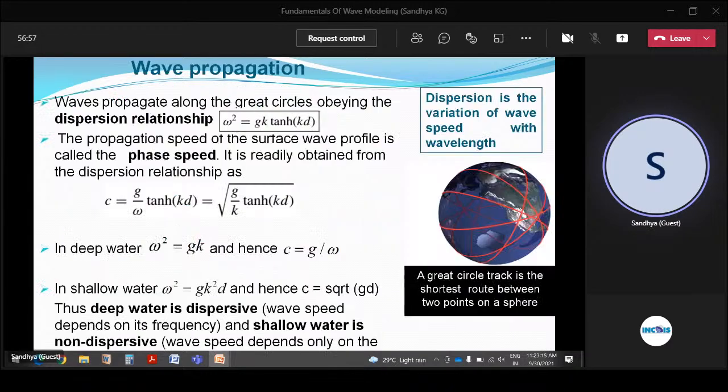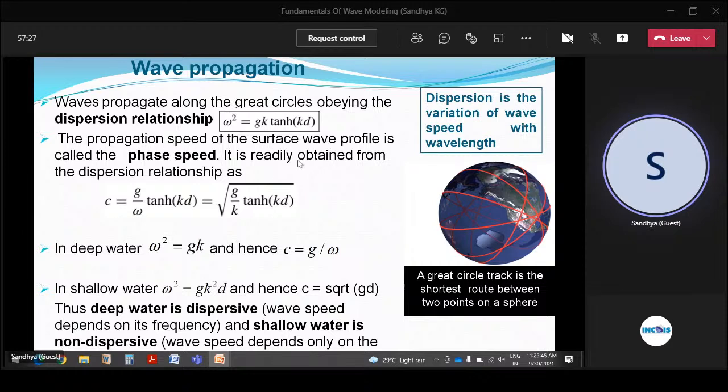Now, coming to the wave propagation, there is an important relationship called the dispersion relationship, which any wave modeler should understand. So the waves propagate along the great circles, obeying the dispersion relationship. This great circle is the shortest distance between two points on a sphere. These are all great circles. So in deep ocean, essentially the waves traverse the great circle routes.